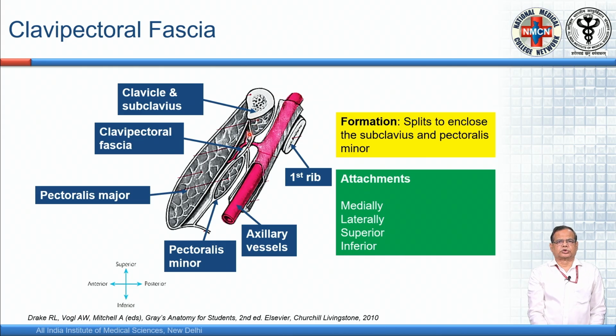This fascia joins, and at the upper border of the pectoralis minor muscle, it splits again to enclose the pectoralis minor. Then at the lower border, it joins to be continuous with the axillary fascia. Medially, the clavipectoral fascia joins the lateral border of the sternum to be continuous with the periosteum of the sternum. Laterally, it extends towards the shoulder joint and is continuous with the coracoclavicular ligament.